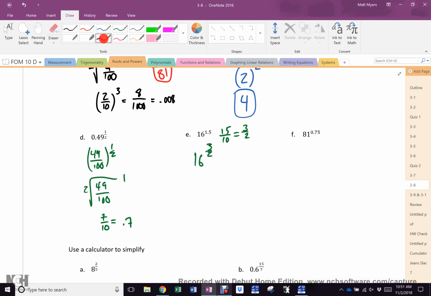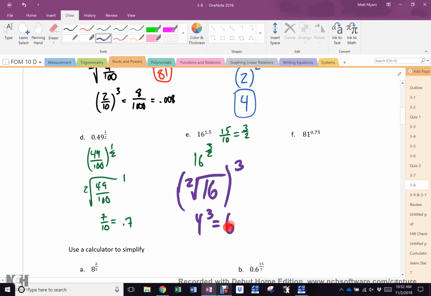What's the base? 16. So what's the radicand? 16. What's the denominator? 2. So what's the index? 2. What's the numerator? 3. So what's the power? 3. What's the square root of 16? 4 cubed. 64. Sweet.